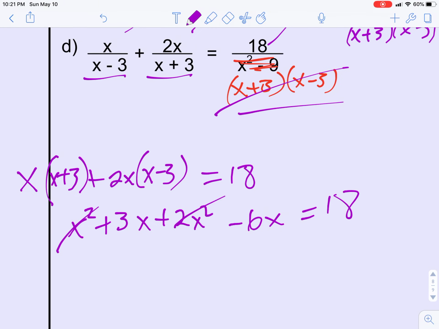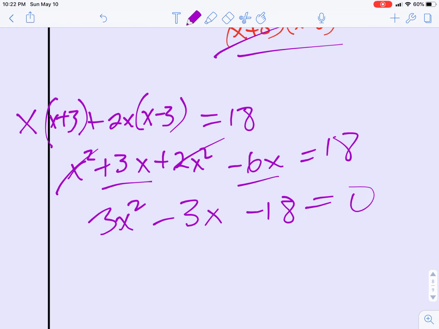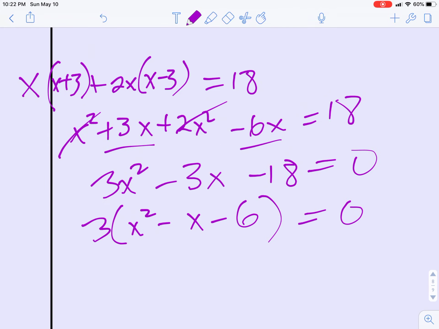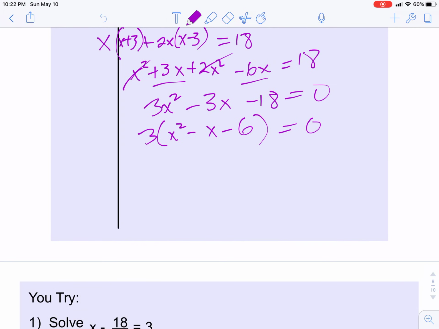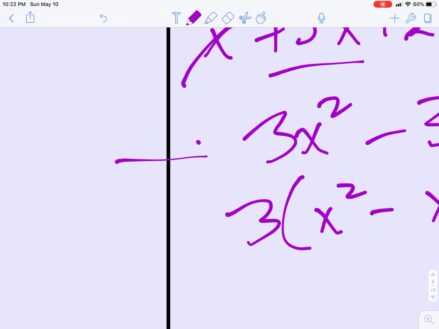So x squared and 2x squared makes 3x squared. 3 minus 6 is negative 3x. And then subtract over the 18, we get it equal to 0. Lucky for us, all the numbers are divisible by 3. So now solving a quadratic, we could do the quadratic formula right here.